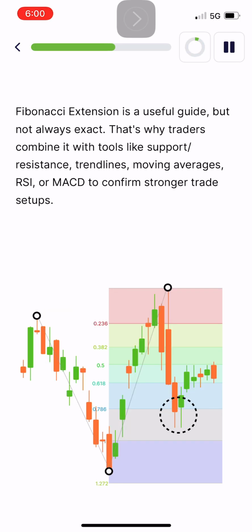Fibonacci extension is a useful guide, but not always exact. That's why traders combine it with tools like support, resistance, trend lines, moving averages, RSI, or MACD to confirm stronger trade setups.